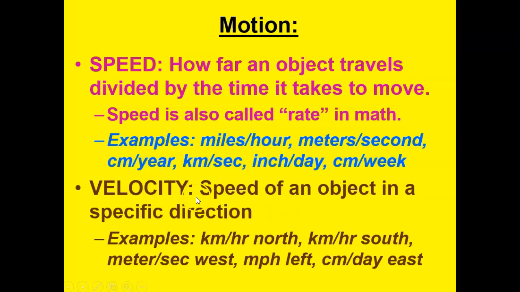So instead of just saying miles per hour, we might say miles per hour going left, or kilometers per hour north. We're going to add a direction, maybe a compass direction like north, south, east, west, maybe left or right. We might say up or forward or backwards. Those are all different direction words. So velocity is a little more specific than speed.